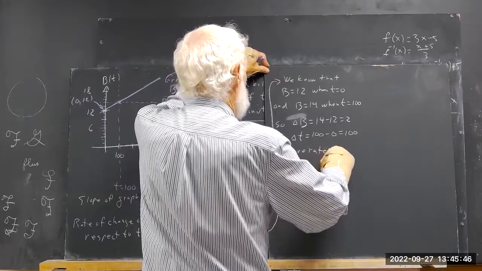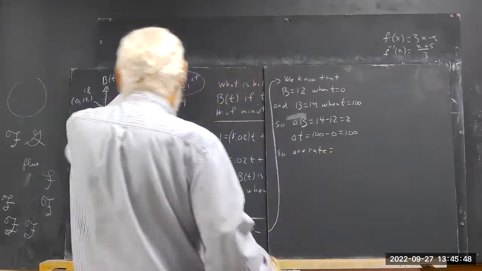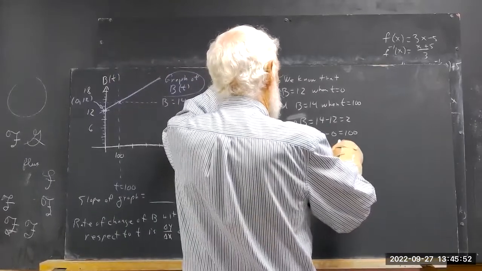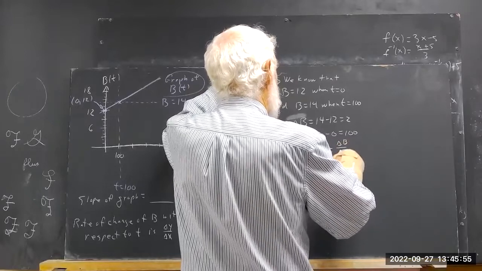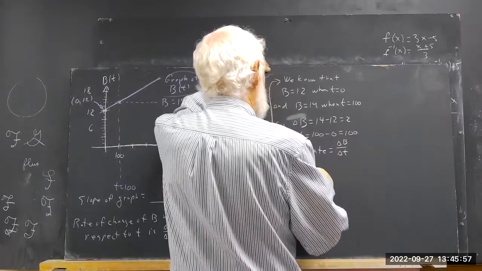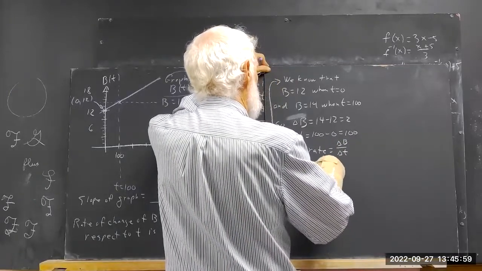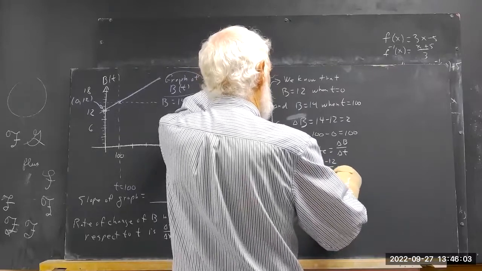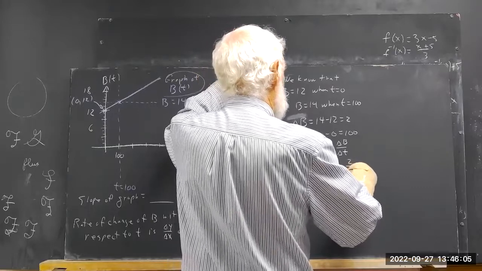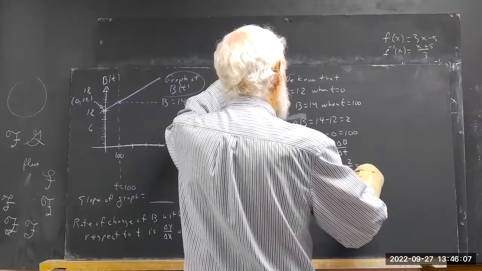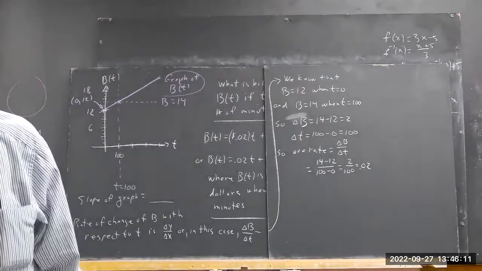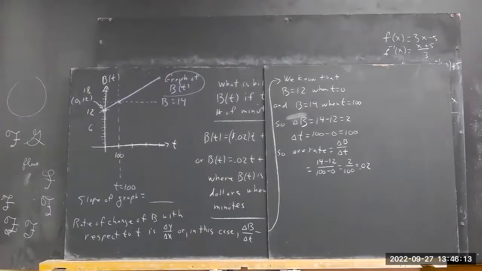It's actually the average rate, but it is the rate in this case. It's a straight line graph. Average rate is delta B over delta T, which equals, I'm going to write it all out, 14 minus 12 over 100 minus 0. That's 2 over 100, which is 0.02. Okay. Now that's the rate.